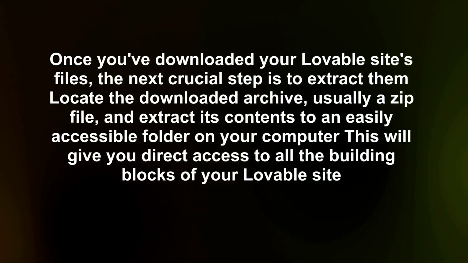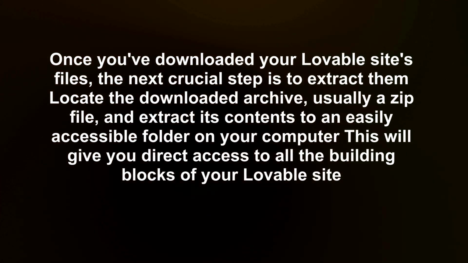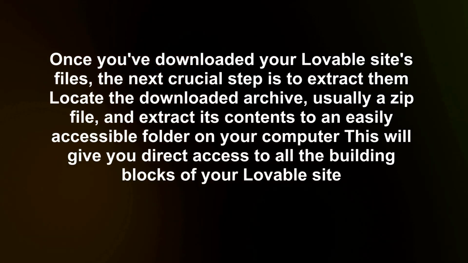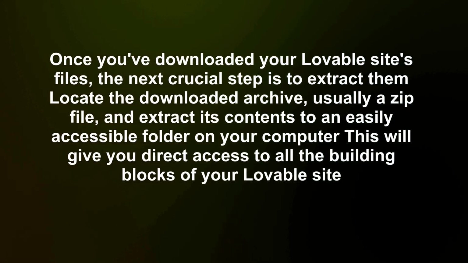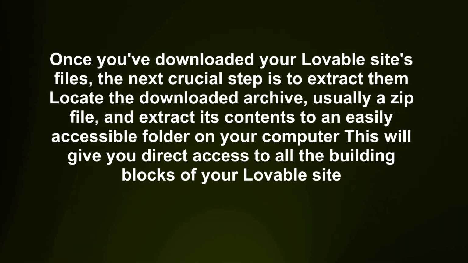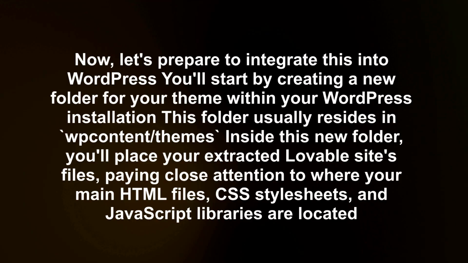Once you've downloaded your Lovable site's files, the next crucial step is to extract them. Locate the downloaded archive, usually a zip file, and extract its contents to an easily accessible folder on your computer. This will give you direct access to all the building blocks of your Lovable site. Now, let's prepare to integrate this into WordPress.